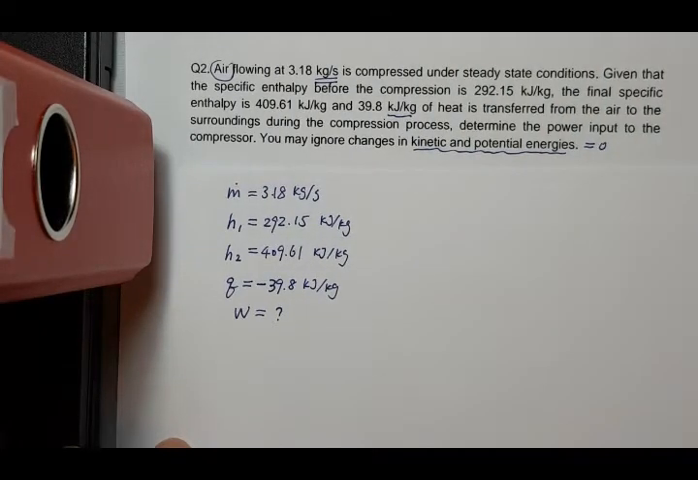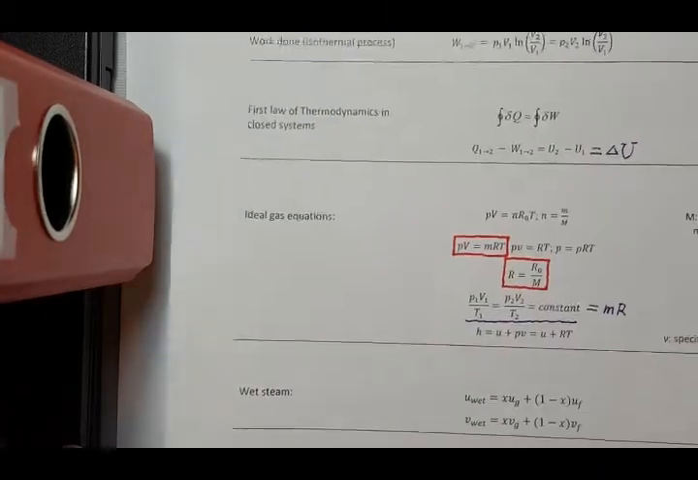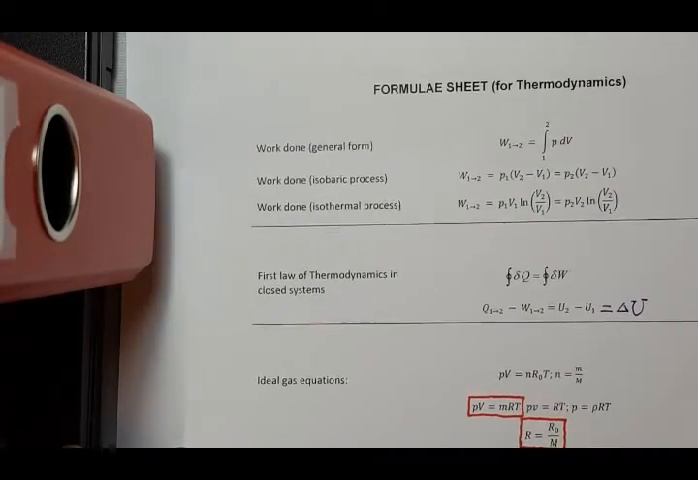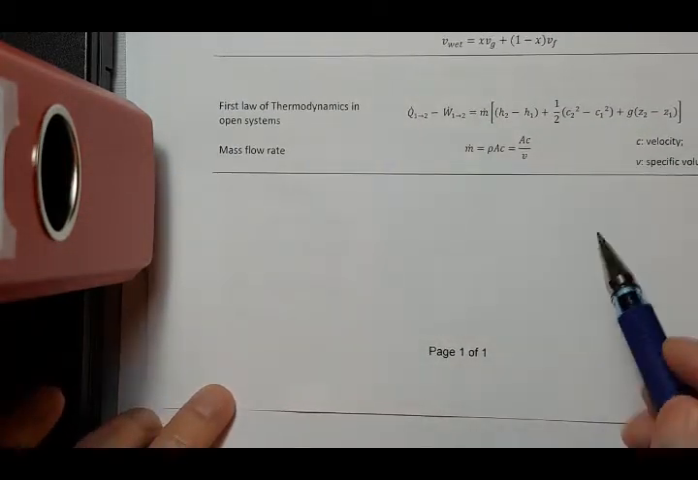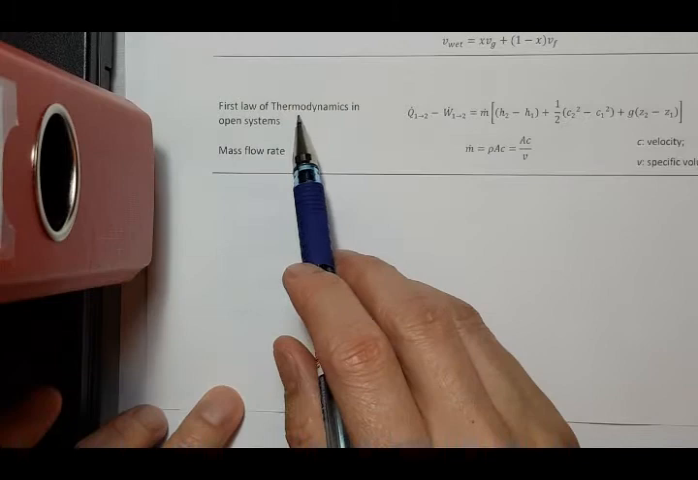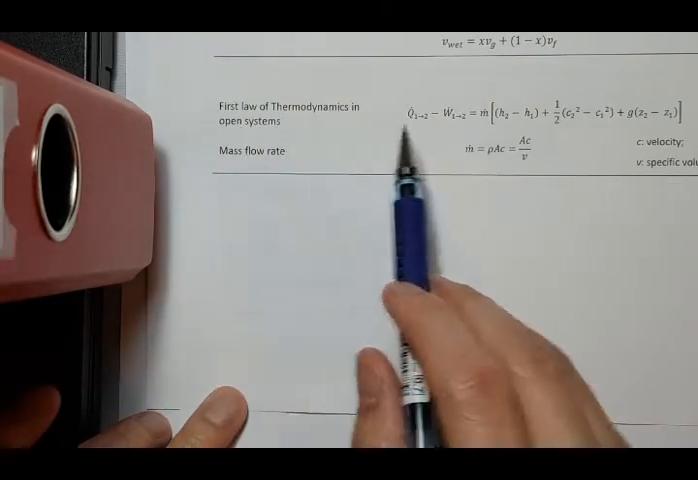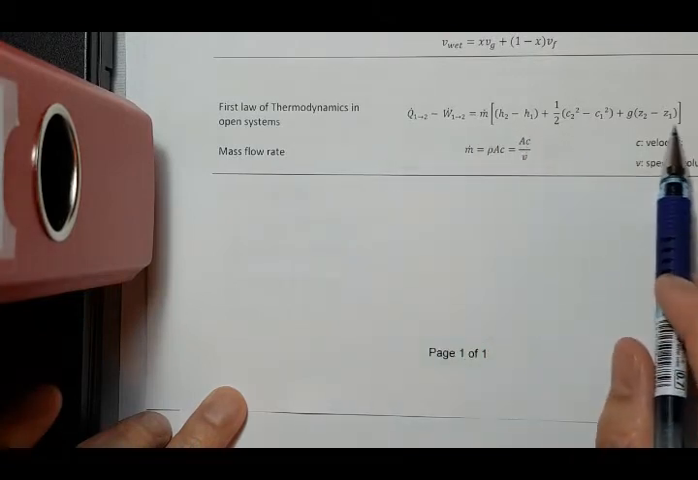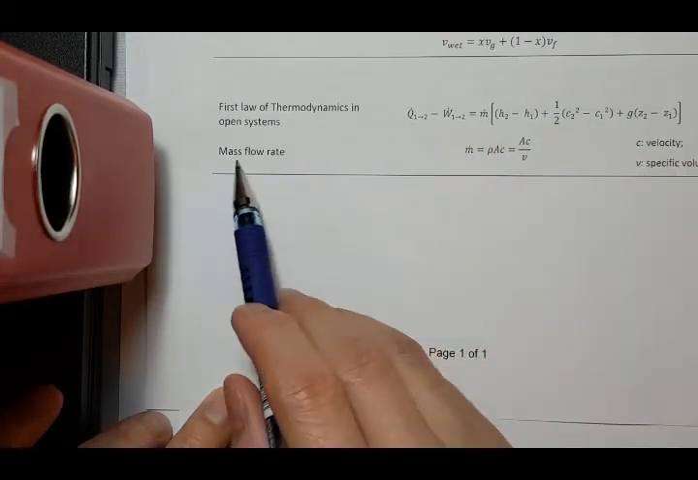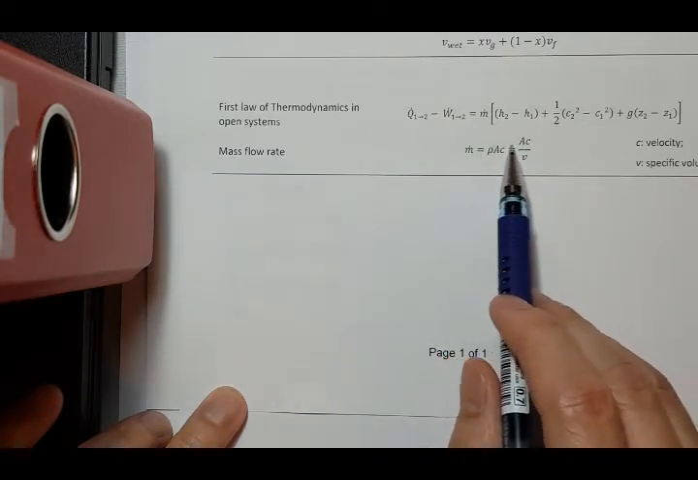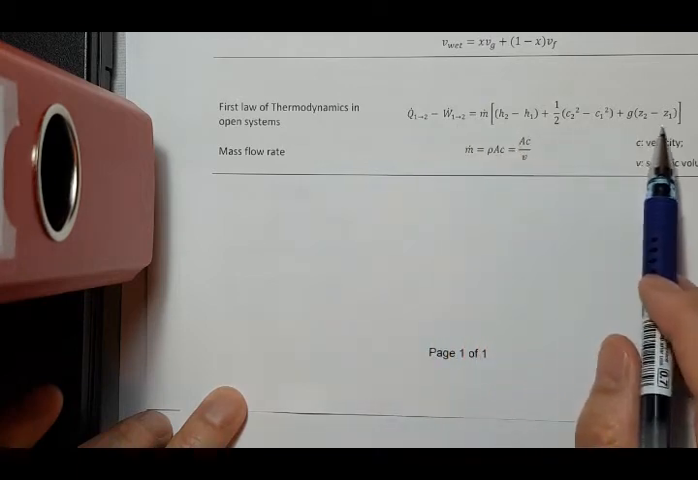For all the open system problems, if we have a look at the formula sheet, we actually have only 2 equations. This is called the first law of thermodynamics in open systems. For any open system question, we will definitely need that equation. This will be the long equation. This other one has been used in question 1, and now we're just going to write that equation down.